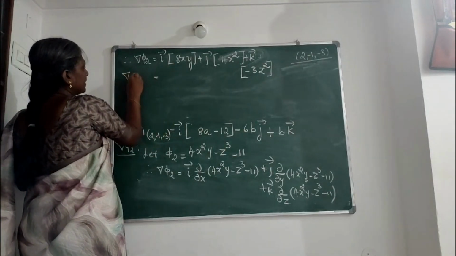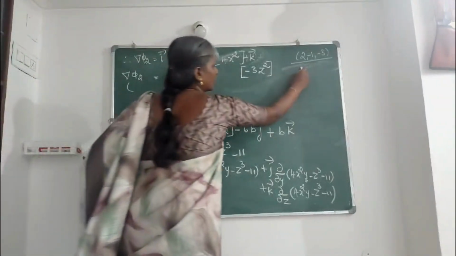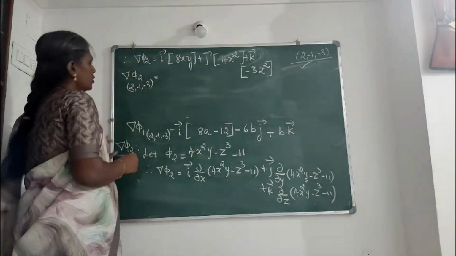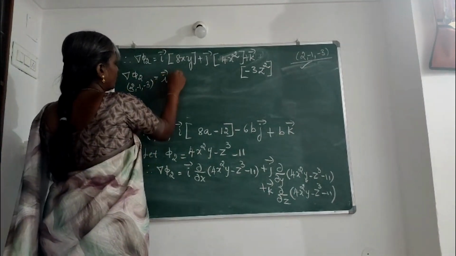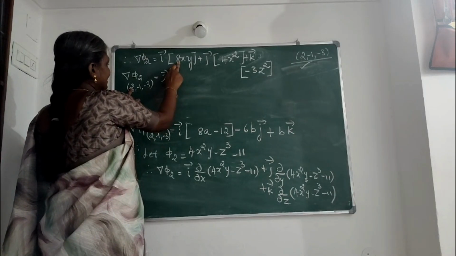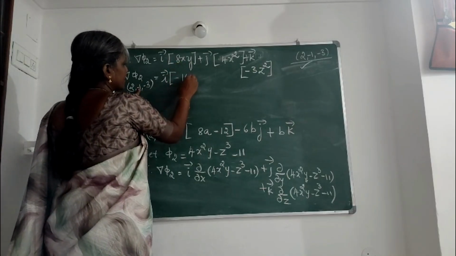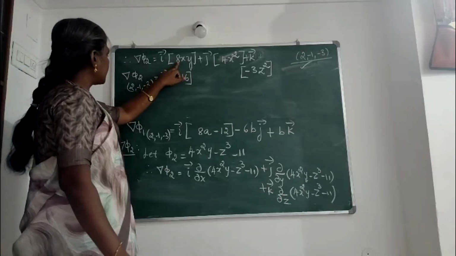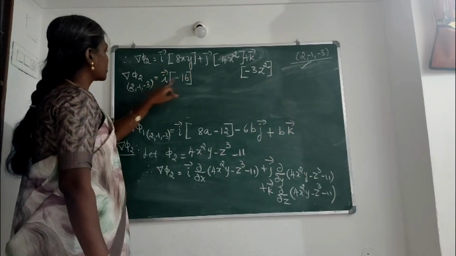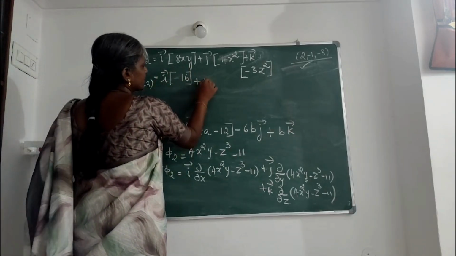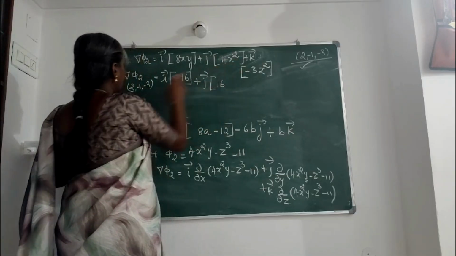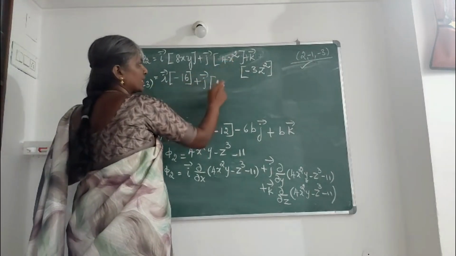Now we are going to calculate del pi 2 at the point. What about our point? 2 comma minus 1 comma minus 3. So I vector of 8 into 2, 8 2s are 16, into minus 1, so minus 16. Am I right? Plus j vector of 4x squared, that is 4 into 2 squared, which is 4, and 4 4s are 16.